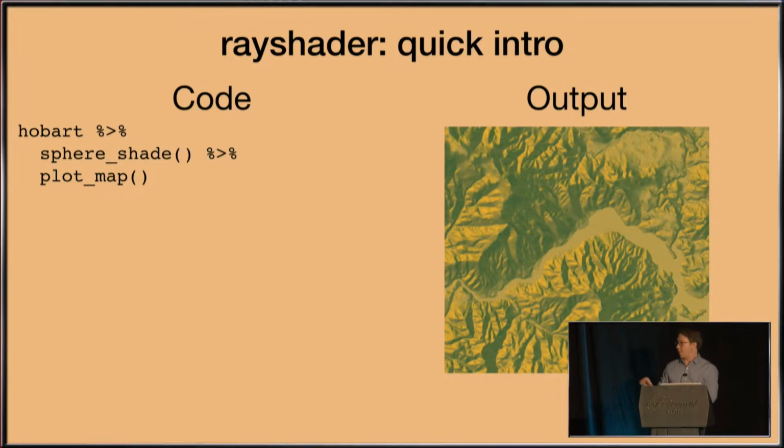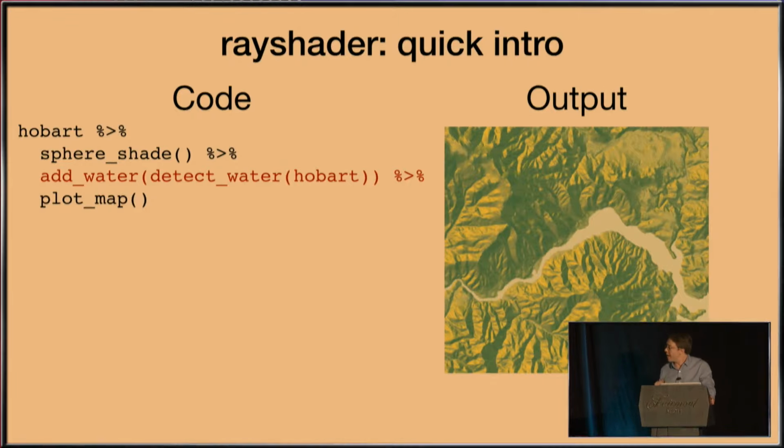Rayshader is built around elevation data, and building a plot works similarly to how you build a plot in ggplot with layers. Here, I've added a water layer simply by calling the detect water and add water functions in rayshader with the elevation matrix. This overlays a water layer on top of the sphere shade layer.